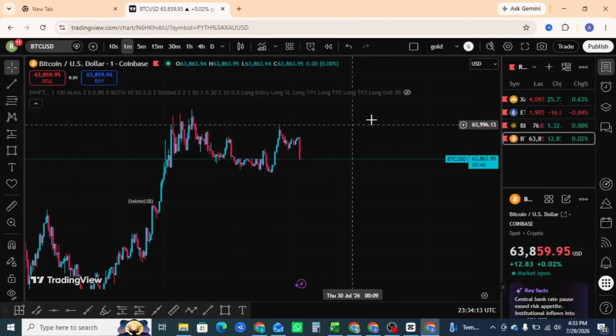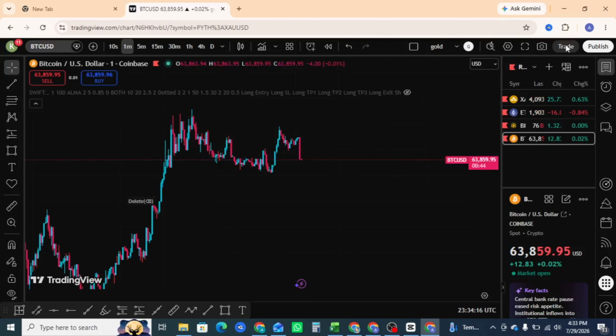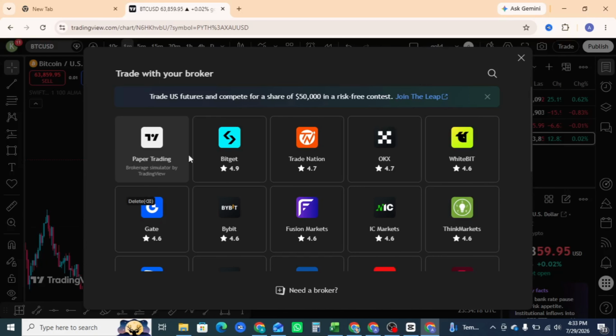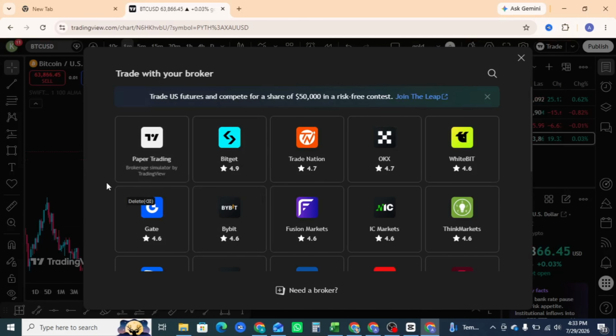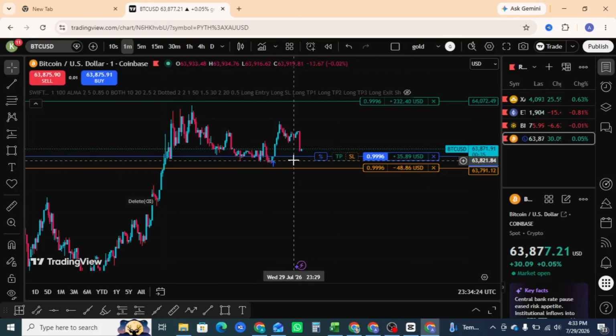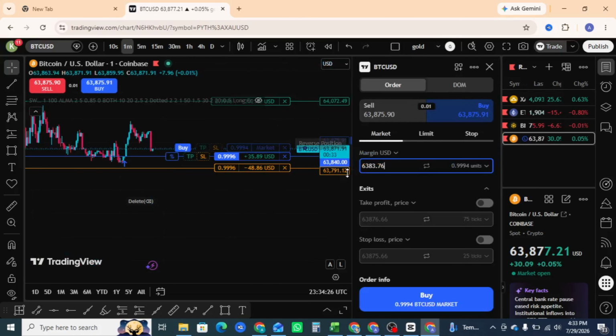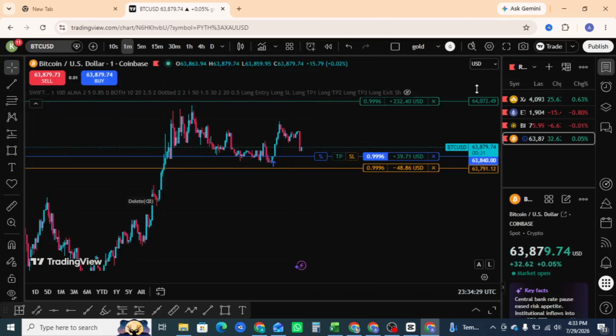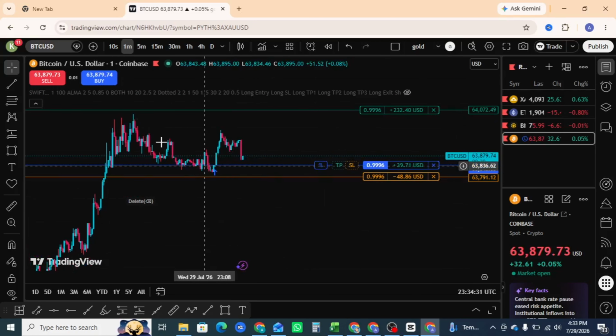Next, open the trading panel at the bottom of the chart. From the list of available brokers, select Paper Trading and click Connect. TradingView will instantly create a virtual trading account with a virtual balance, allowing you to practice without risking real money. Now you're ready to place your first trade.